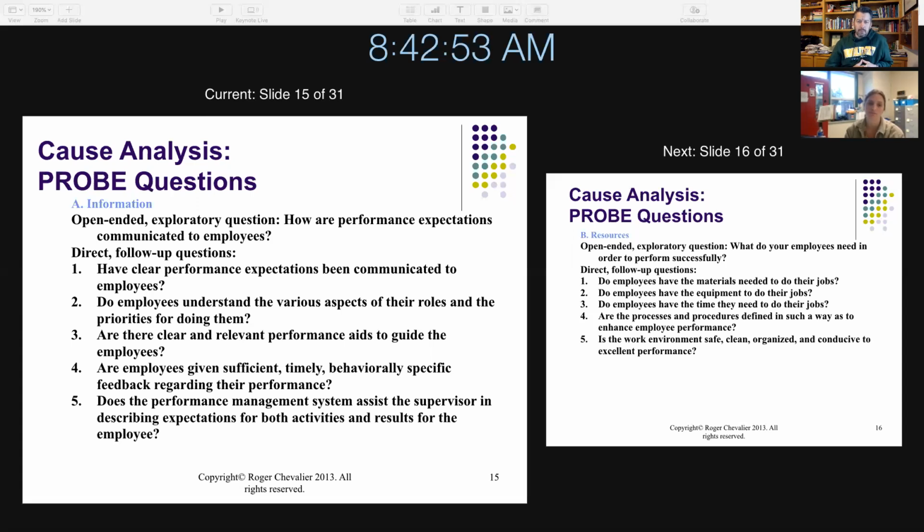Are there clear and relevant performance aids to guide the employees? Is there a guide for how to make that sandwich somewhere? You know, how much mayonnaise to put on, how much mustard, how much meat and cheese. A lot of people like meat and cheese in their sandwich. If you're only putting a little bit, maybe they're getting upset. So there should be a guide to make that perfect sandwich, right?